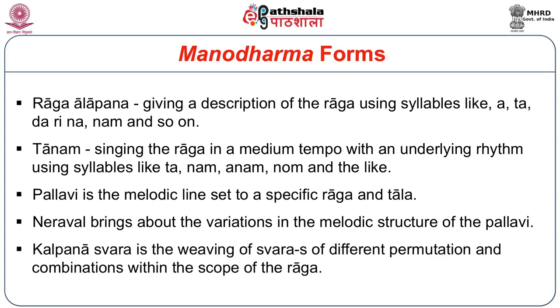The next aspect of Manodharma Sangeeta is the Kalpanaswara, where swaras are sung in permutation and combination of different varieties within the scope of the raga and tala, ending up with the main line of the Pallavi. This forms the final aspect of the ragam tanam Pallavi structure of the Manodharma Sangeeta.